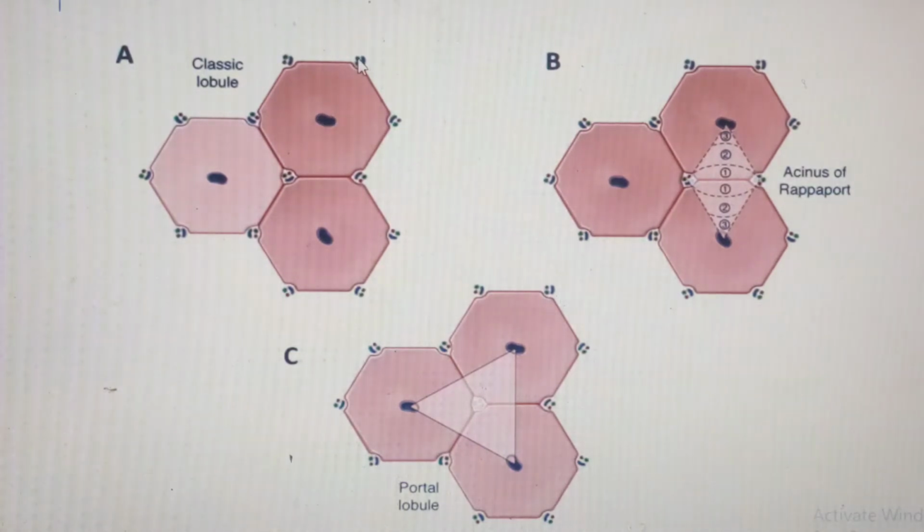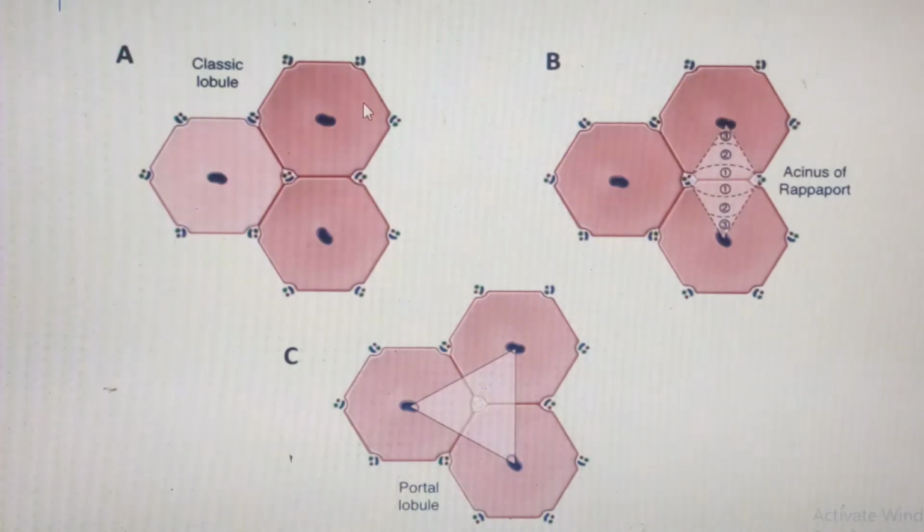And at the periphery, at the corners of this hexagonal structure, we are going to have the portal area, bearing the portal triad that we are talking about. And radiating from, or towards, the central vein, we have plates of hepatocytes. So that is what we call the classic lobule of the liver.